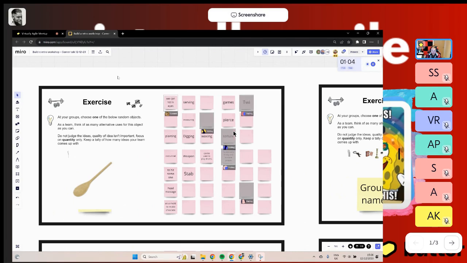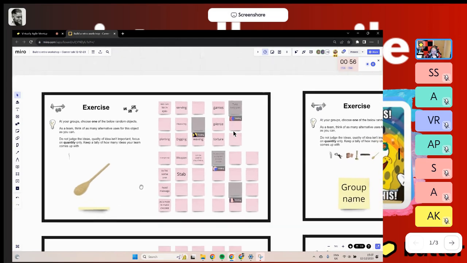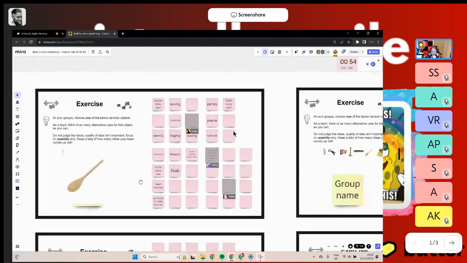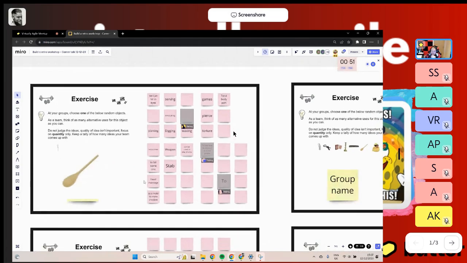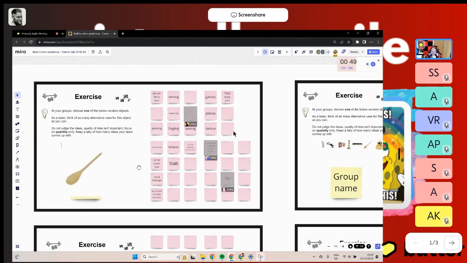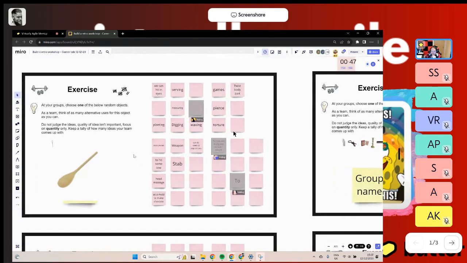To scare people, to torture. Yeah, you could use it to torture someone. To twist body parts. Yeah, another torturous thing. So you can hit someone in the eyes. Yeah. You could use it to damage property. Use it to break things.